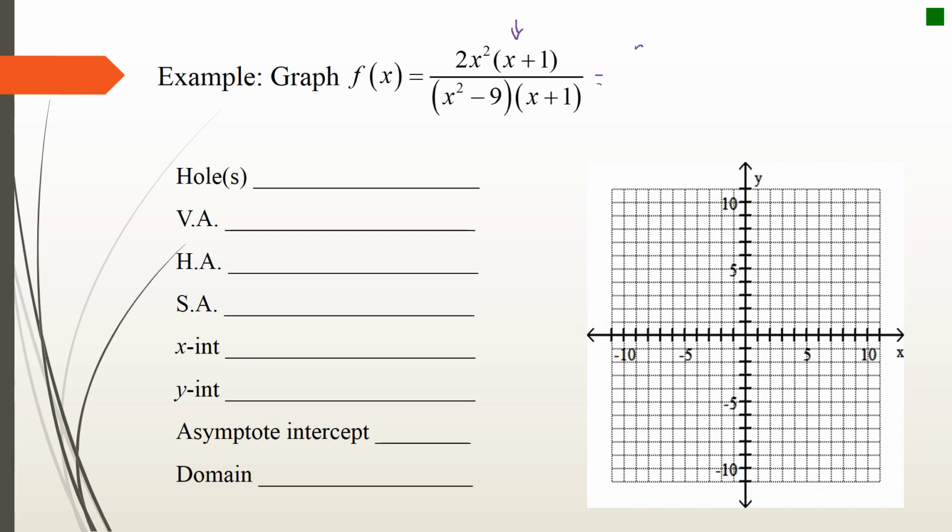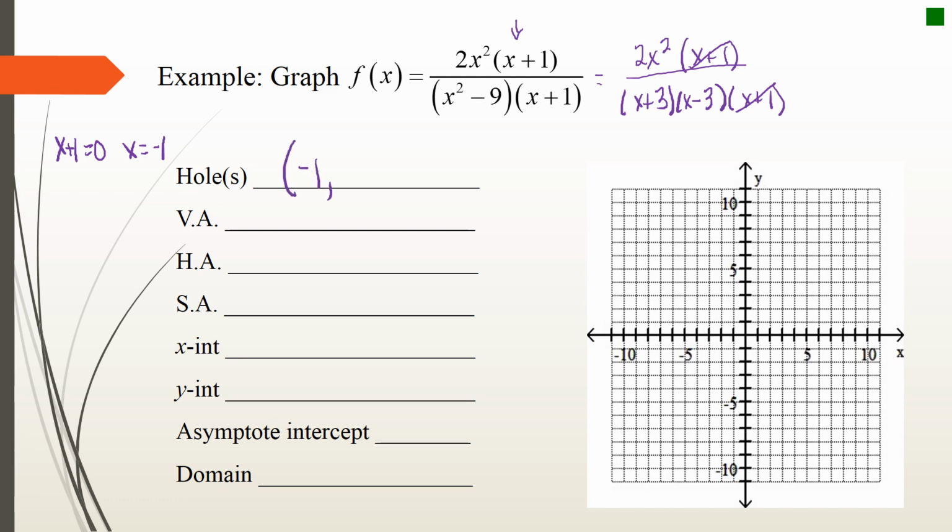So let's factor this. The numerator is already factored, 2x squared times x plus 1. In the denominator, x squared minus 9 can factor into x plus 3 times x minus 3. And we still have that x plus 1. So the first thing we're going to look for is vertical asymptotes and holes. Well, at x plus 1, because that cancels out, there's going to be a hole. So x plus 1 equals 0. So x is going to equal negative 1 at the hole.